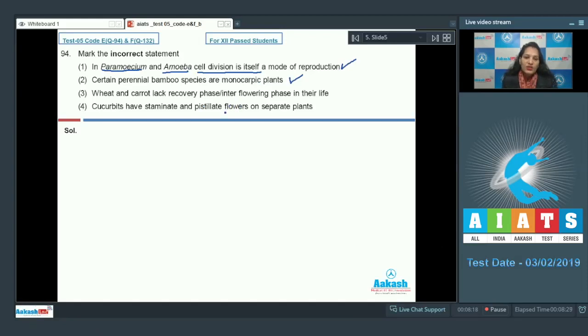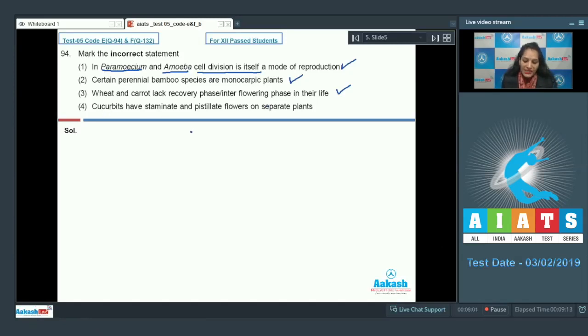Monocarpic plants are those plants which flower only once in their life, and certain bamboo species are also monocarpic as they flower only once in their life. Third option, wheat and carrot lack recovery phase, interflowering phase in their life. It is also correct. Why? Because wheat and carrot both are monocarpic plants, and in monocarpic plants there is no recovery phase or the interflowering phase, as they just grow, mature, flower and die. The interflowering phase and the recovery phase is seen in polycarpic plants where they flower many times in a life.